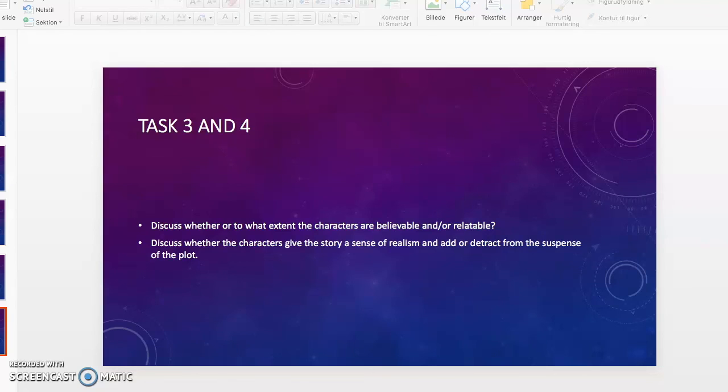Task 4. The character Sherlock Holmes is a very particular man, and today there's such things as autism and Asperger's, so it seems like a very realistic character. And John Watson is Sherlock's only friend, who also keeps Sherlock a little more down to earth.